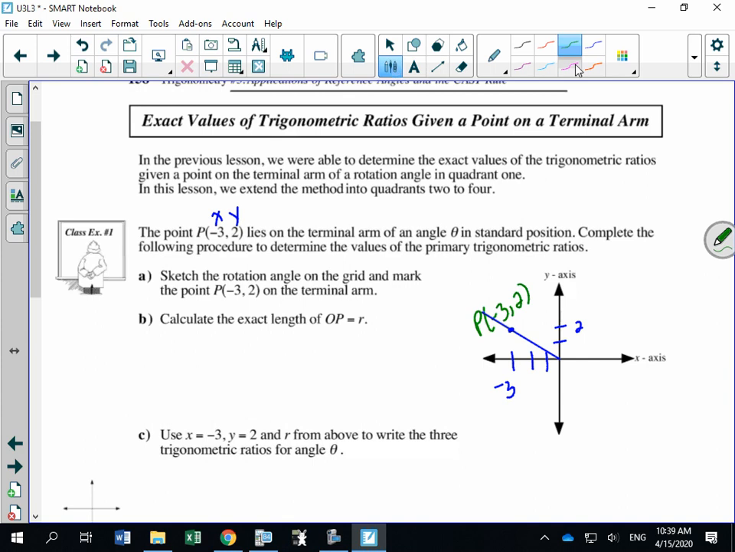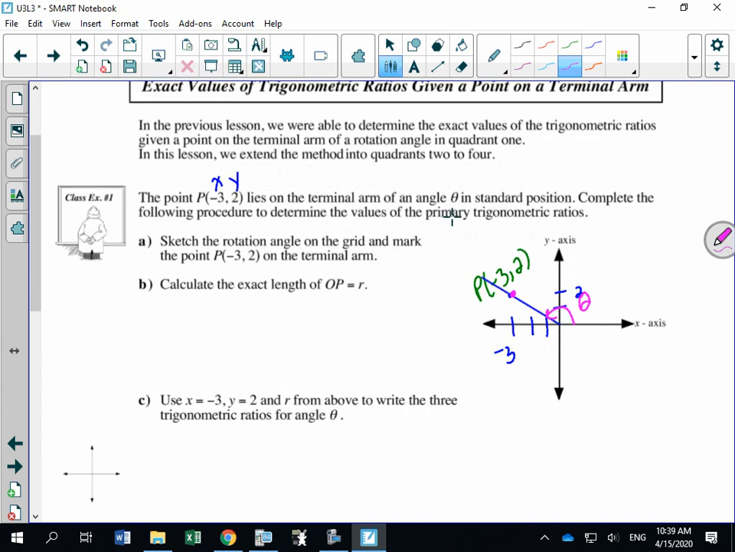Now, if they said, label either your rotational angle or your angle in standard position, that would be this angle here, and that angle is always theta. Once we have a point on our terminal arm, you always need to make your acute triangle. From that point, you draw a vertical line to your x-axis, make a triangle, and label the distances of the sides that you know.